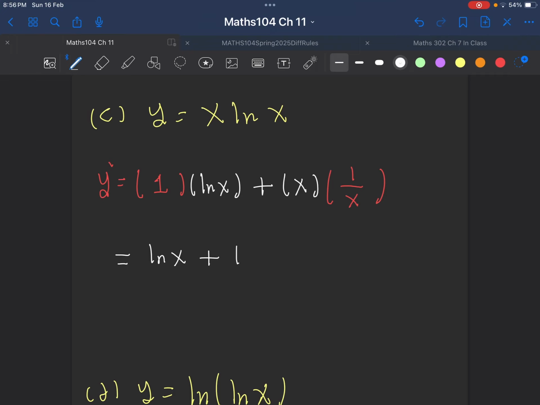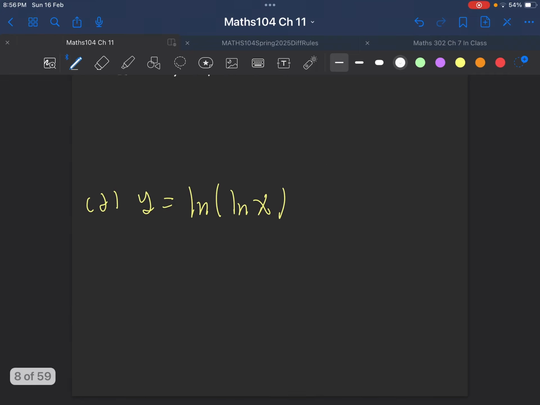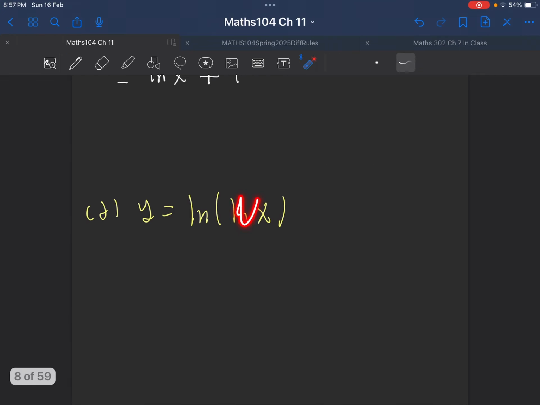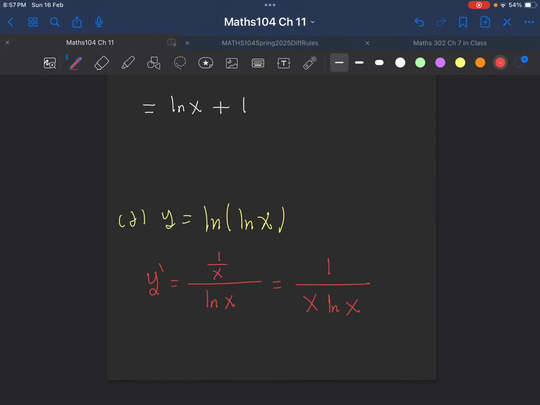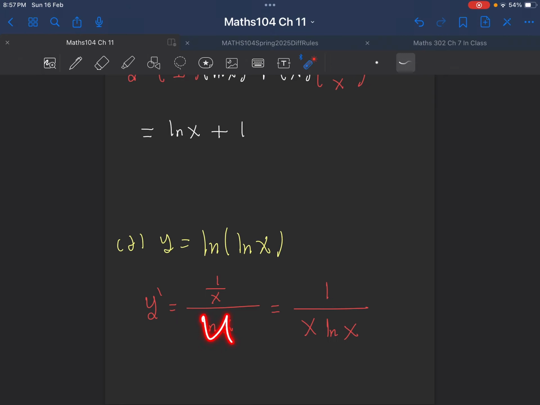Here we just use the product rule. Next, remember, if we have ln of u, what we need to do, we write u down and u dash up. So this question will be y prime equals u, which is ln x, times the derivative of u, which is 1 over x. Now, if we simplify this one, you get 1 over x ln x. And that's what we get. So remember, this is u, and this would be u prime.